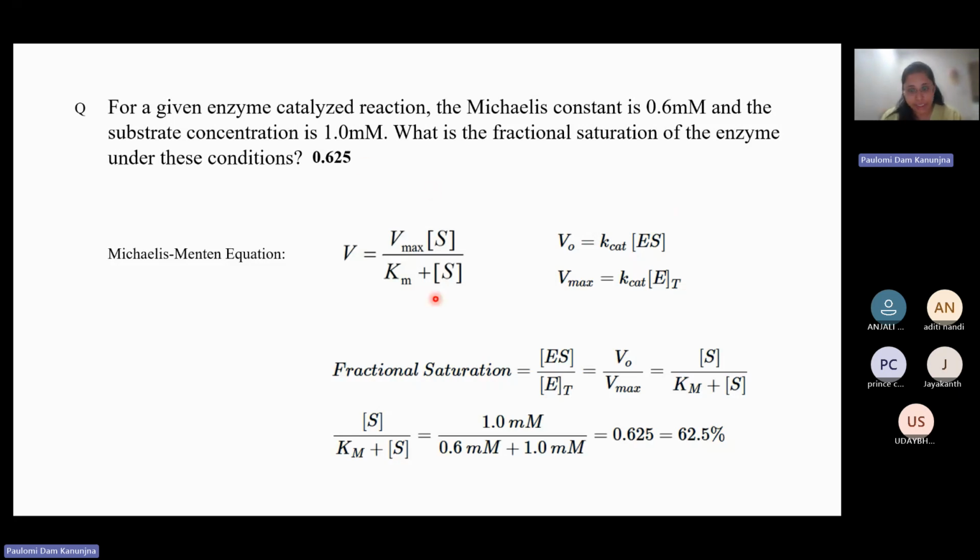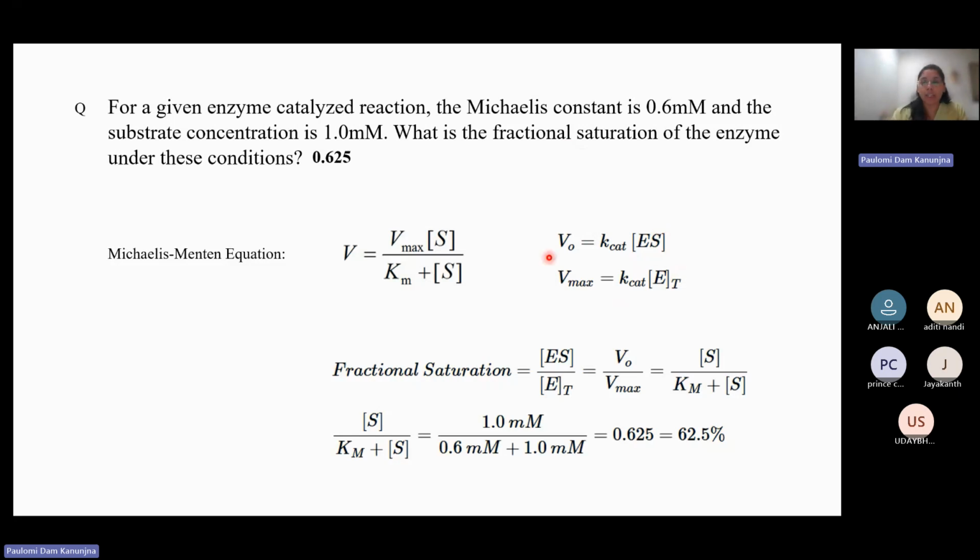So we know this value and we know V naught is equal to K cat into ES, Vmax is equal to K cat into ET. Catalytic efficiency of total enzyme is basically giving you the final maximum velocity. At instantaneous ES, it gives you the instantaneous velocity. What the question wants me to do is find out the fractional saturation of the enzyme. So out of the total enzyme, how many of these enzymes are saturated? Saturated is basically bound to substrate as complex. So I needed ES and ET. So I use the equation which has ES and ET.